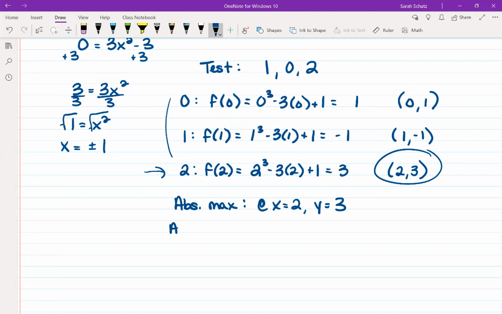Your absolute min, again, is the lowest y value. It's this one, right? The lowest value for y for us is -1. So the absolute min occurs at x equals +1. Remember, it occurs at the x value, and the y value there is -1.